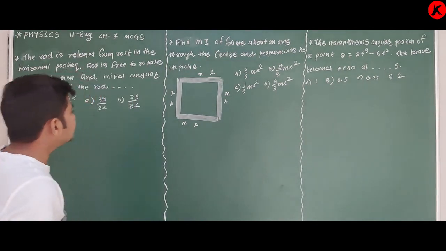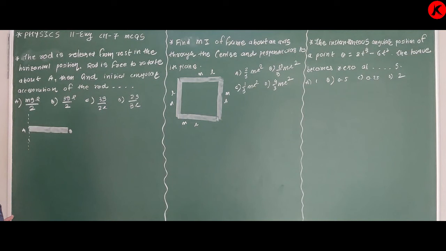So here we will see some MCQs, how to solve them, from chapter number 7. First question, here it is. The rod is released from rest in horizontal position. Right now it is in horizontal position. The rod is free to rotate about A. Then find the initial angular acceleration of the rod.